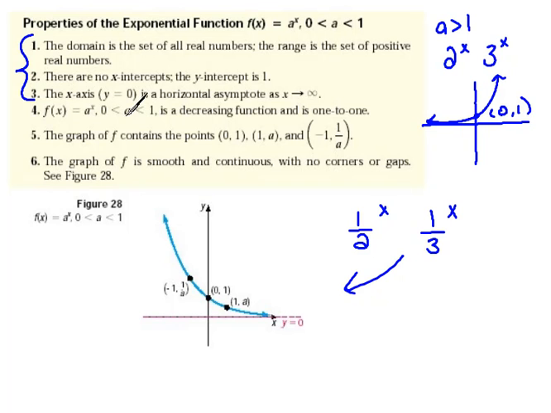Here on number 4, it says if your base is between 0 and 1, we have a decreasing function and it is 1 to 1. So this is the only real difference between the two functions. If our base is larger than 1, we have an increasing function. If our base is between 0 and 1, we have a decreasing function. And again, it's monotonic. That means that it's doing one thing over its entire domain, mono meaning one.